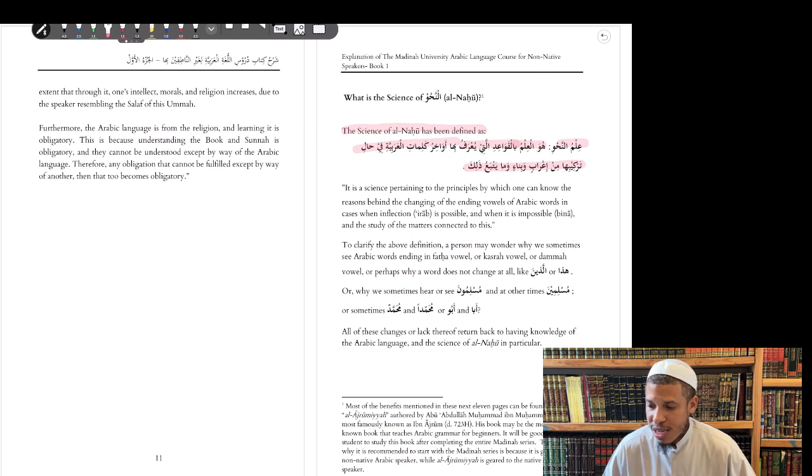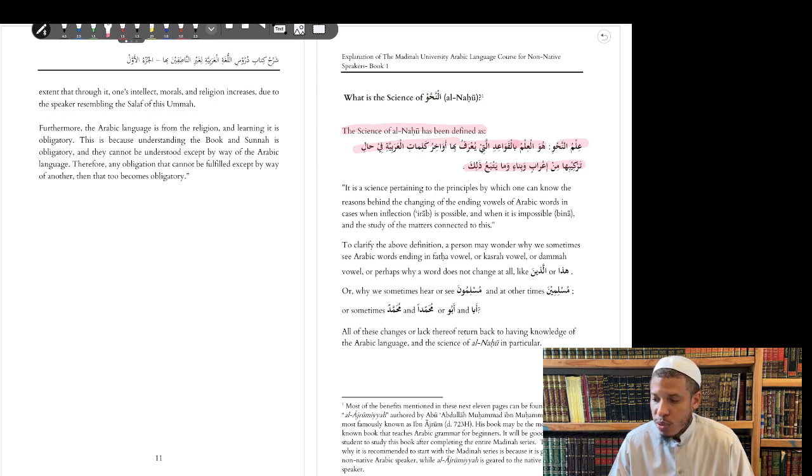So it is the science pertaining to the principles by which one can know the reasons behind the changing of ending vowels of Arabic words in cases when inflection or i'rab is possible and when it is impossible, meaning when a word is mabni, and the study of the matters connected to this. And clarifying this definition, a person may wonder sometimes when we see some Arabic words, they end in fatha, some end in dhamma, some end in kasra, some end in sukoon.